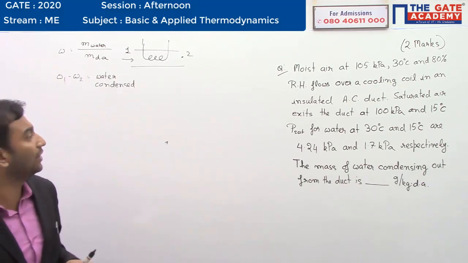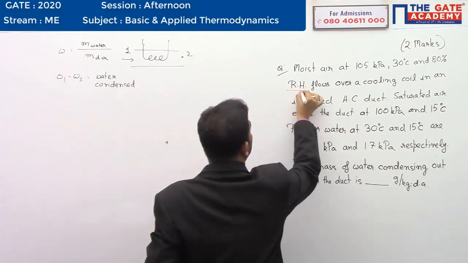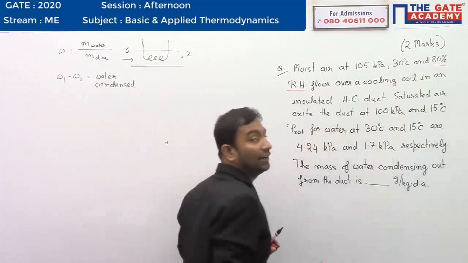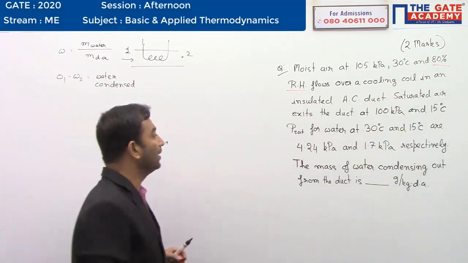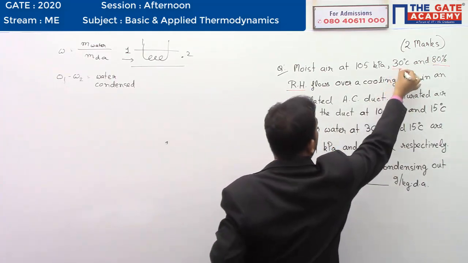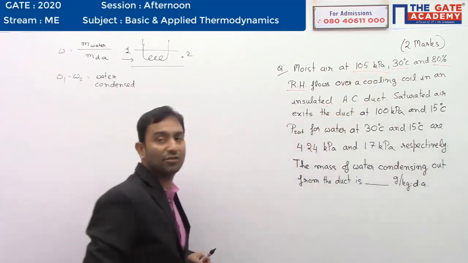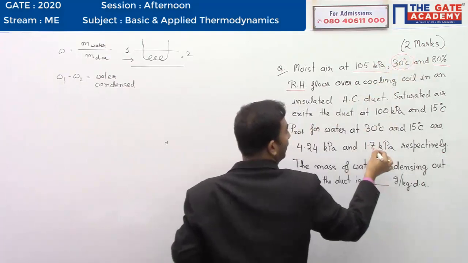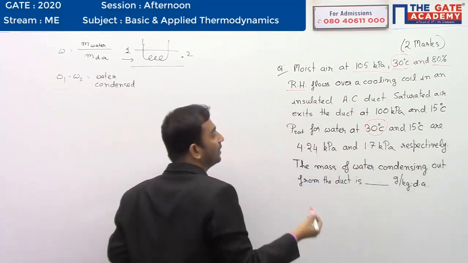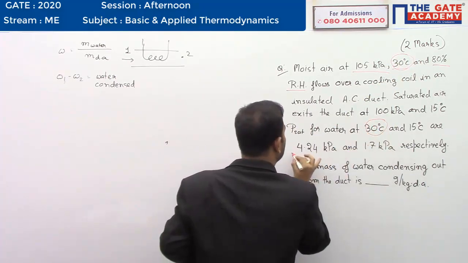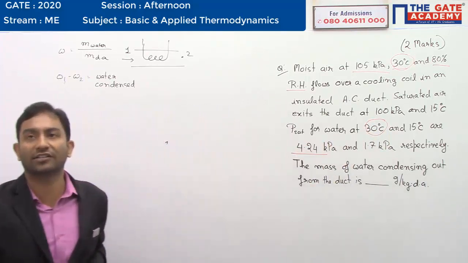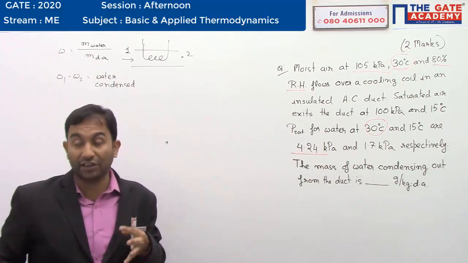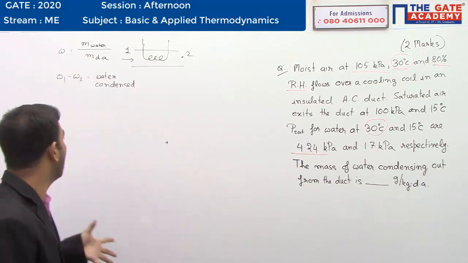At state 1, the relative humidity is given to us. 80% relative humidity is given, and at state 1 the temperature is 30 degrees centigrade and the pressure is also given to us. At this pressure and this temperature of 30 degrees centigrade, the saturation pressure is also given to us. Very good. No problem now. We'll see how to solve.